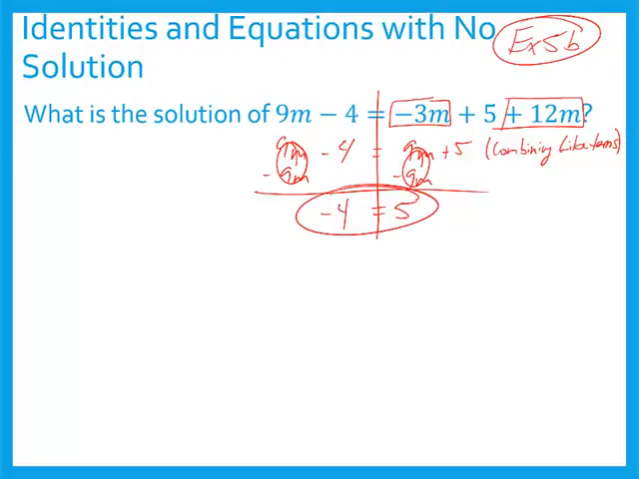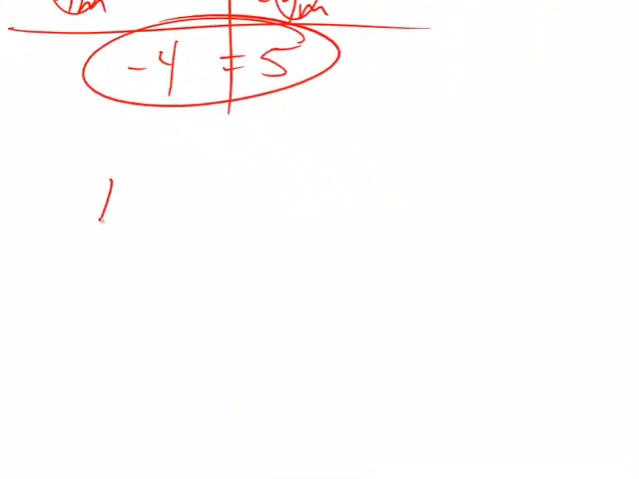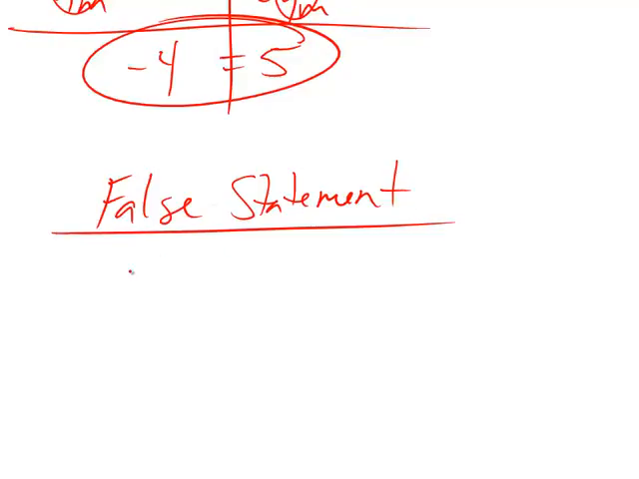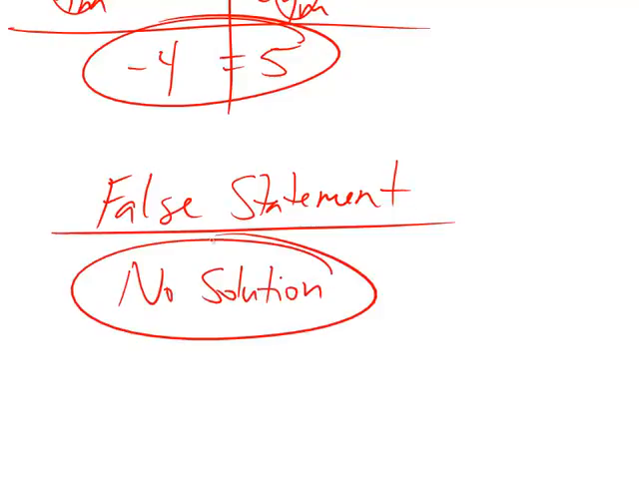And we have something interesting here. We have a negative 4 equals 5, which is not true, guys. This is a false statement. So if you are positive that your work is correct, and you come up with a false statement, then you don't have a solution. It's no solution. So false statement is no solution. True statement is infinite solutions, and x equals a number, or variable equals a number, is one solution.